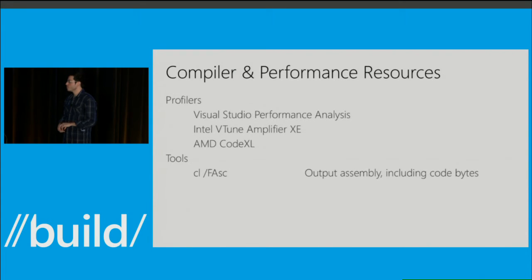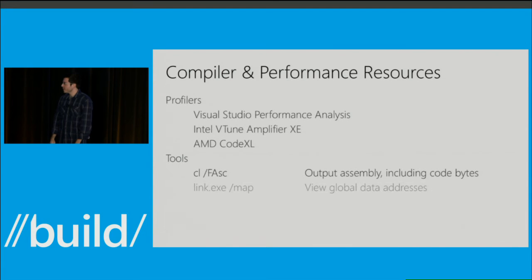Some other tools, things that are baked into the compiler. The /FAsc switch is going to give you the assembly output, including the actual bytes that represent the instructions. That's going to give you information about code size. You can also look at the assembly of your hot loops and just take a look. I don't know how many people actually read assembly code anymore other than me, but it's really useful. It's also really cool. I like looking at assembly code.